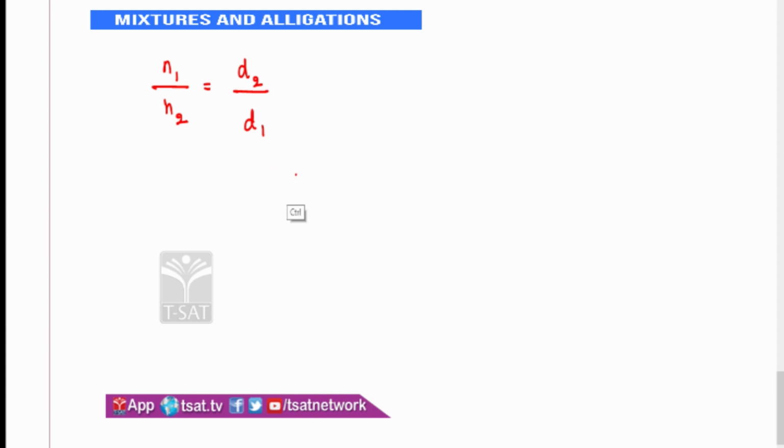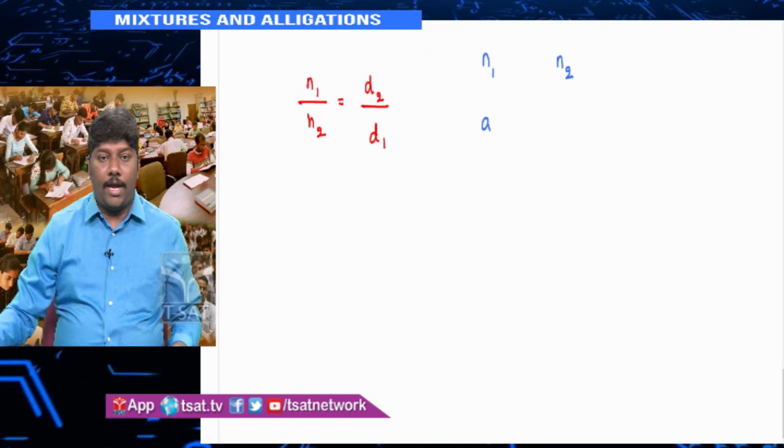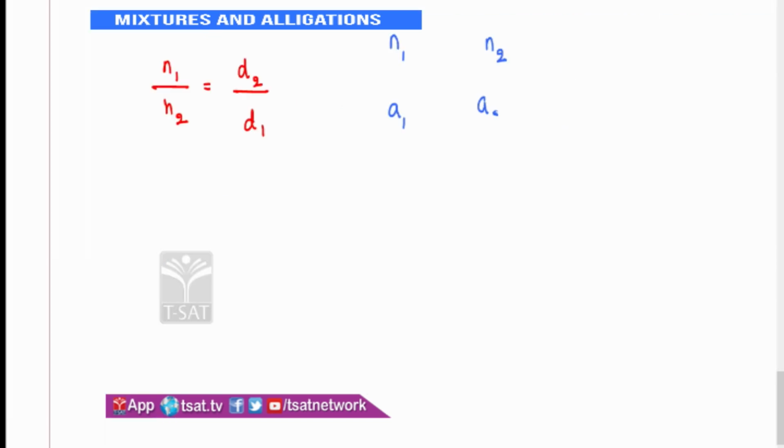Now we'll go for the formula directly of alligations. If I have N1 here, I'm writing the number of members in group 1 and the number of members in group 2, the average of group 1, the average of group 2 and the combined average. What is the relation between them? The first relation is N1 into the difference between these two, and the difference between these two.